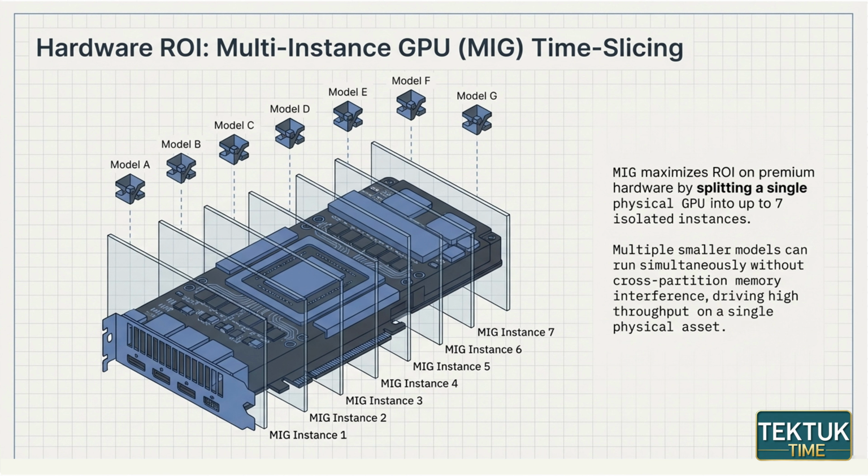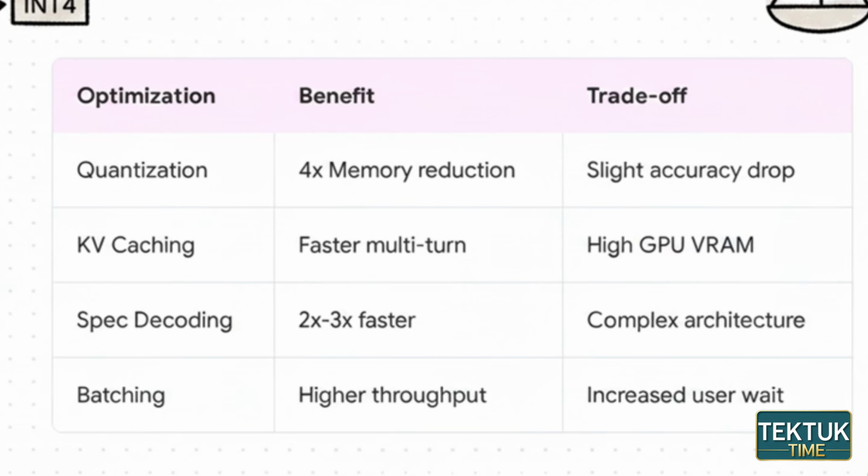Consider this matrix your cheat sheet for technical optimization. Quantization, which is converting weights from FP16 to INT4, yields a massive 4x memory reduction, though it comes at the cost of a slight drop in reasoning accuracy. KV caching gives you much faster multi-turn chats but consumes significant GPU VRAM. Speculative decoding, which uses a small model to guess tokens for a larger one, gets you 2x to 3x faster inference latency but massively increases your architectural complexity. And batching gives you higher global throughput but increases the waiting latency for individual users. True engineering is all about mastering these exact trade-offs.